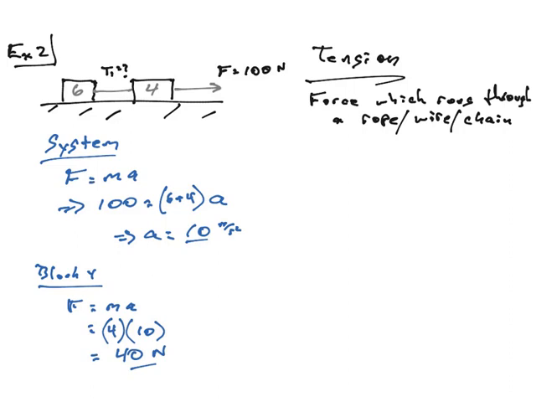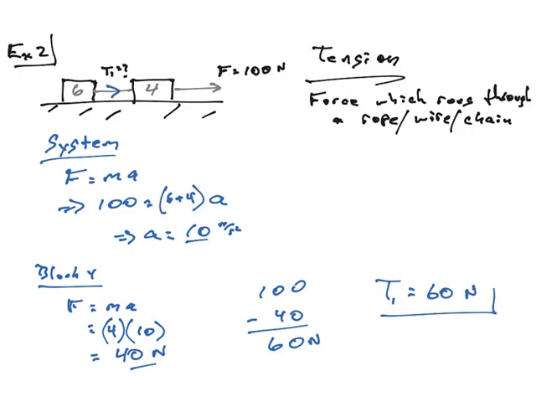Good. He needs 40, but what was he given? He was given 100 by my force. He used 40. What's left over? 60 newtons. That leftover force is what 4 must be pulling on 6 with. So, the tension must be 60 newtons. That's the leftover force.